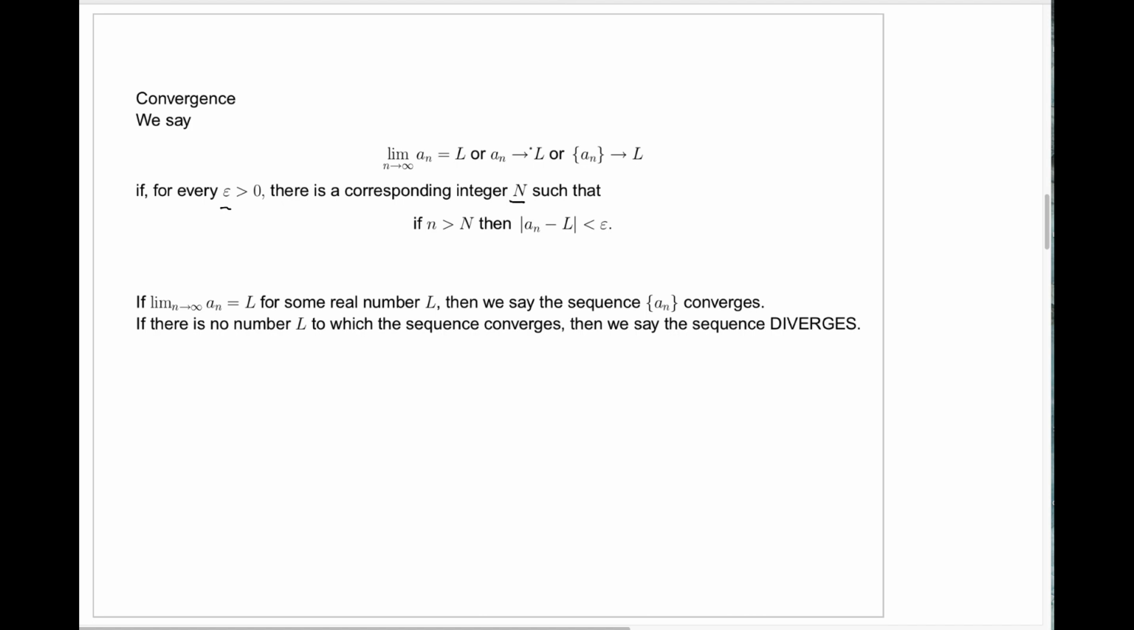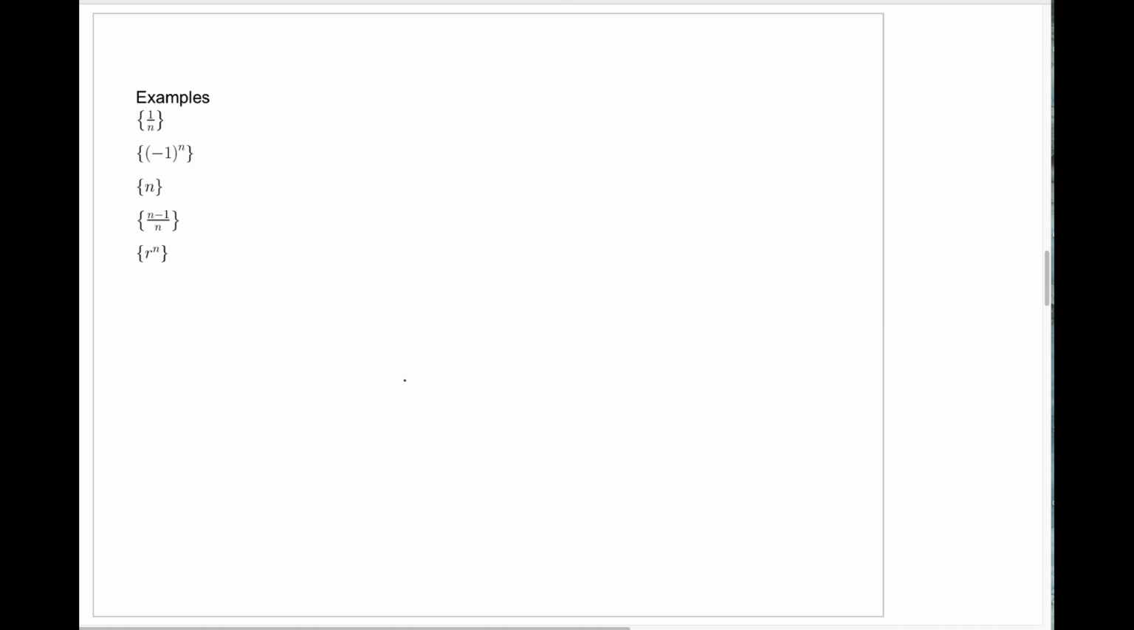If this definition is satisfied for some real number L, so that the limit as n approaches infinity of a sub n equals L, then we say the sequence converges. So a sequence which converges has some real number as its limit. If no real number works, then we say the sequence diverges. Let's look at a bunch of examples.